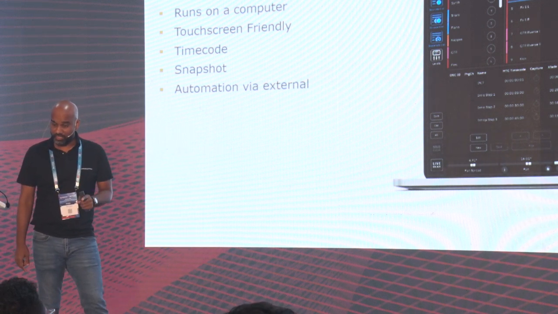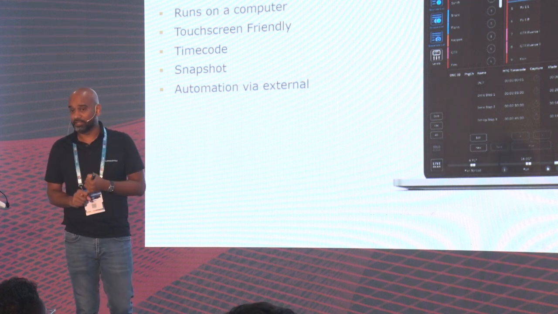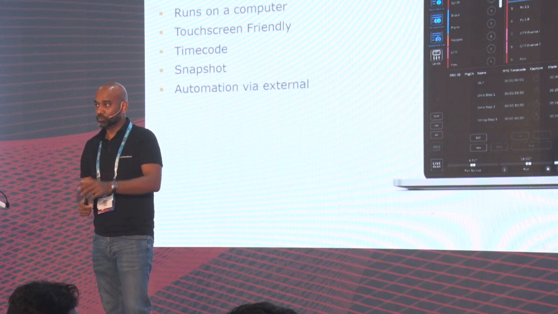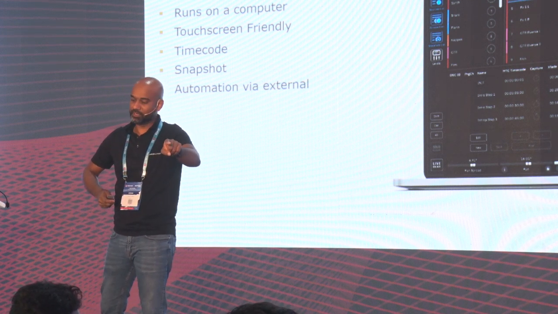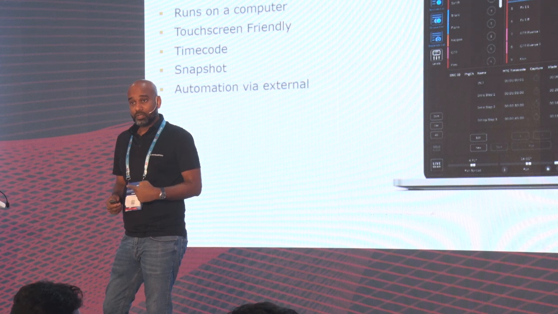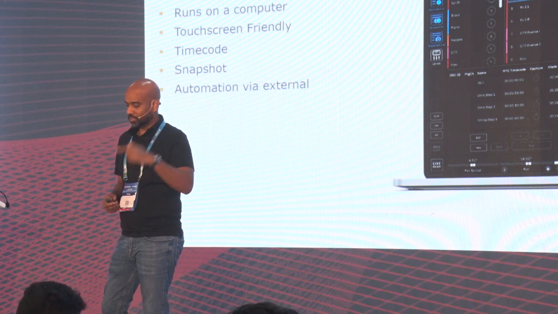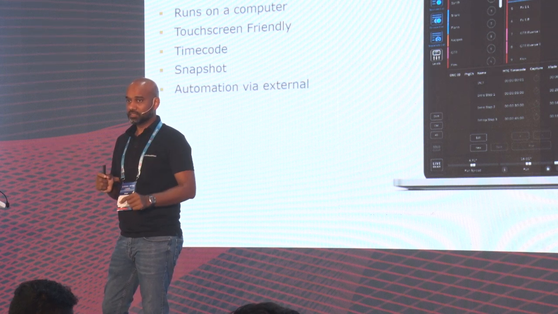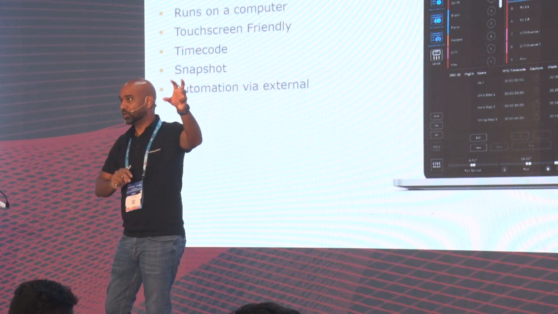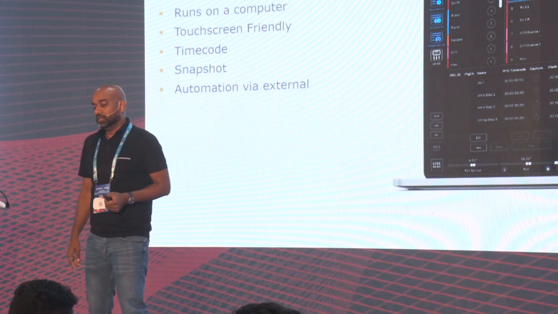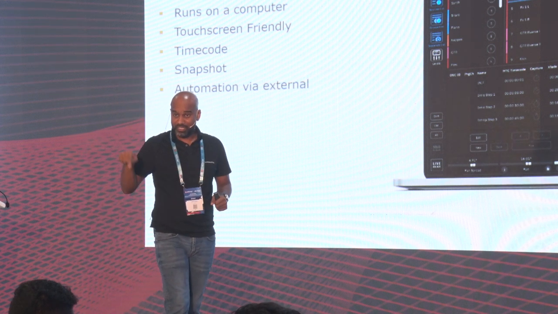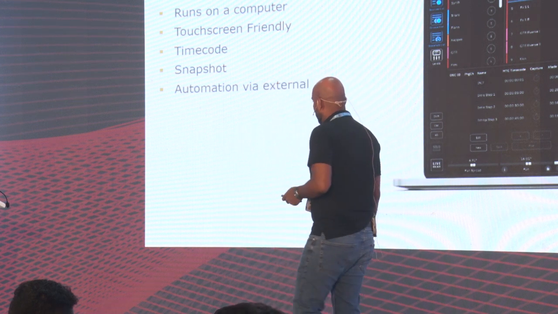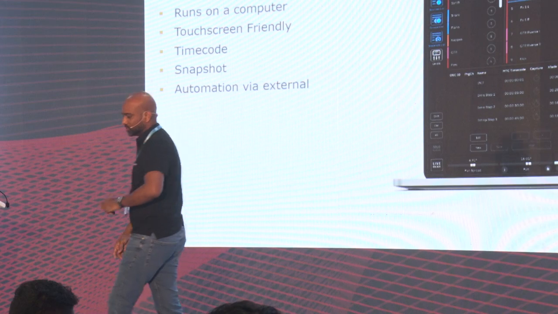But there are other cool things it does. It's touchscreen friendly, which means I can have a little touchscreen next to my console. I can be mixing, and when I want to move something, just grab the object and move it wherever I want. You can sync it with timecode. So if you're running a show on timecode, the controller can receive timecode. You can have preset positions for things, and at that time, the object will automatically move wherever it needs to move. You can do snapshots inside there, just like you would do snapshots on your desk. You can also do some very cool automation via external control.